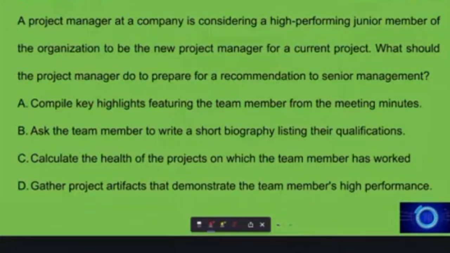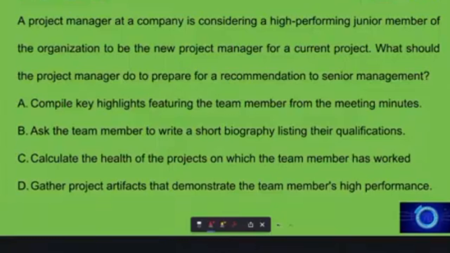So if I have to use elimination techniques, A, compile key highlights featuring the team member from the meeting minutes. That cannot be the way we can recommend him. A cannot be the answer. B, ask the team member to write a short biography. This cannot be a recommendation, because the recommendation has to go from the senior management. C, calculate the health of the projects. No. So I will go with option D, gather project artifacts that demonstrate the team member's high performance.